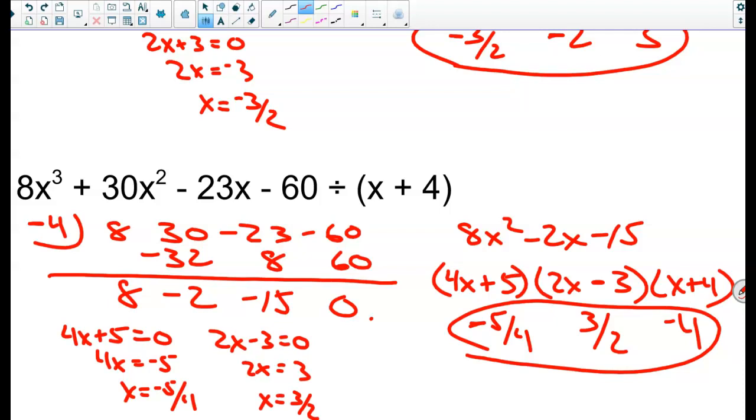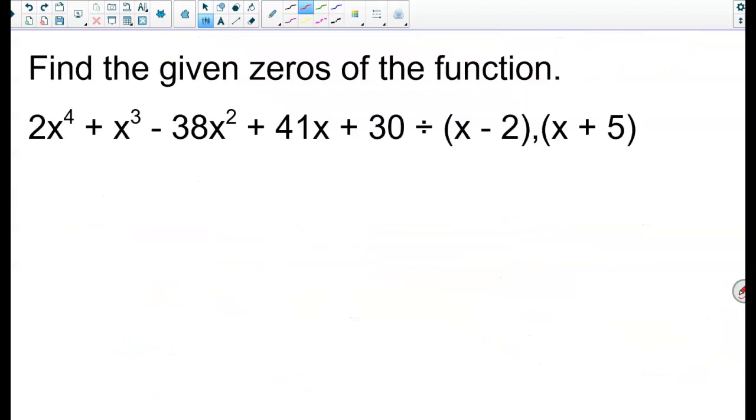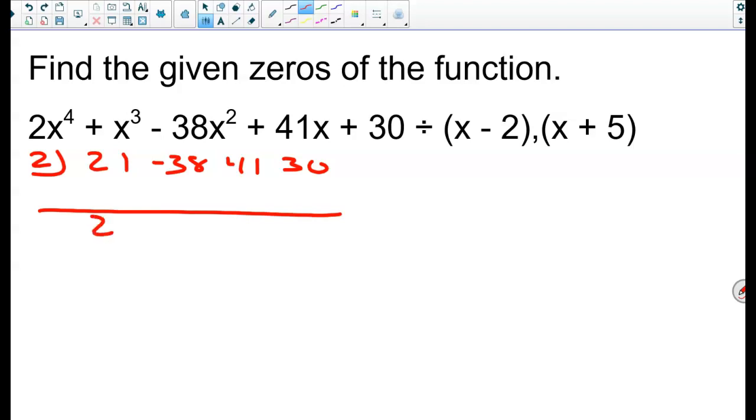Okay? When you have an x to the 4th problem, you're going to get 2 factors. So I'll start with the first one. 2 makes that first parenthesis equal to 0. 2, 1, negative 38, 41, and 30. Drop the 2, we get 4. 1 and 4 is 5, we get 10. Negative 28 times 2 is negative 56. We get negative 15. Negative 15 times 2 is negative 30, we get 0.